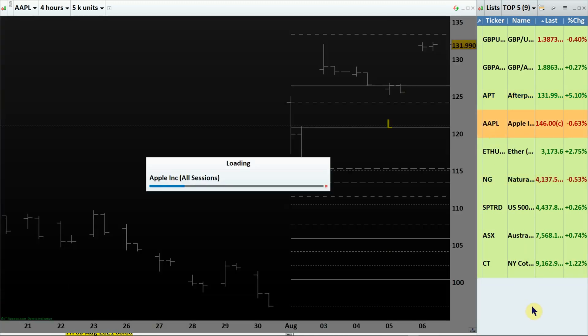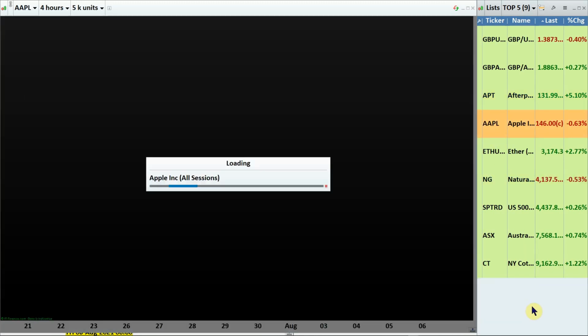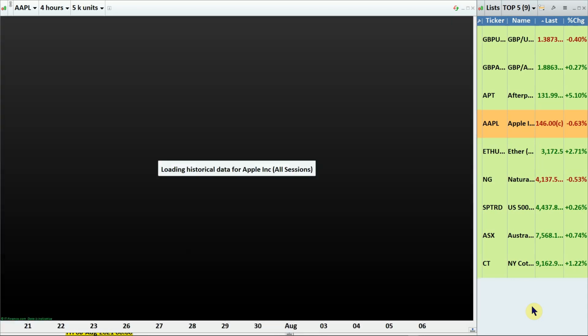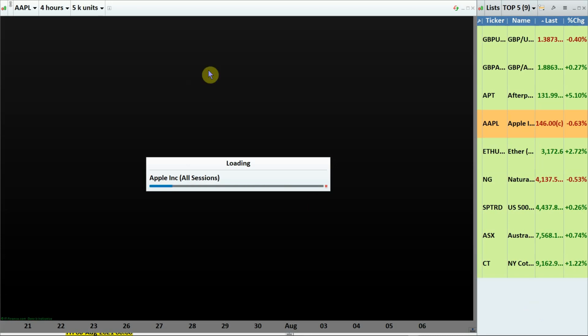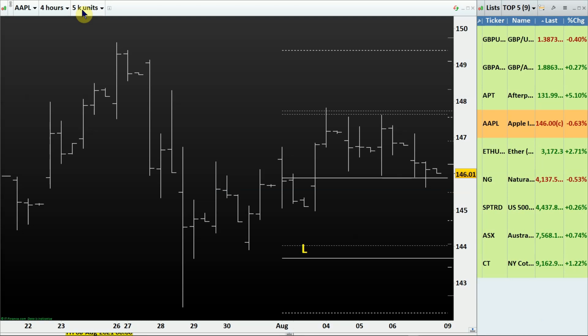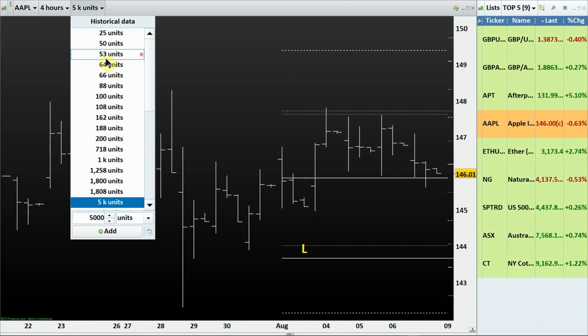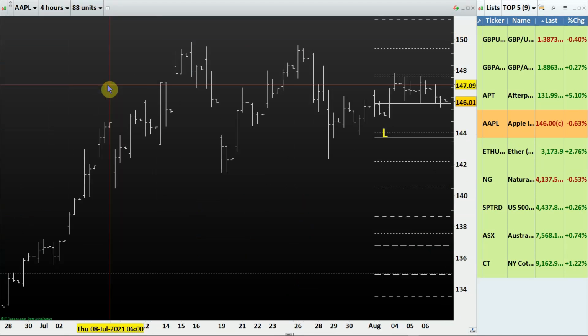Apple. What are you loading so much? Apple, we went long here. Why did we go long here? Can anyone answer? I am asking this part. See, why did we go long here? Volume spread analysis, maybe. Yeah, Sri, good answer.